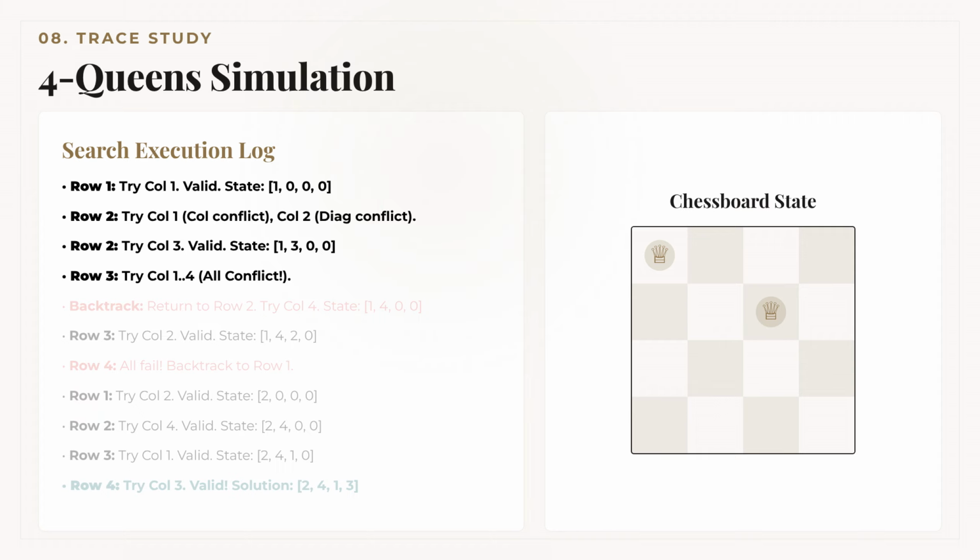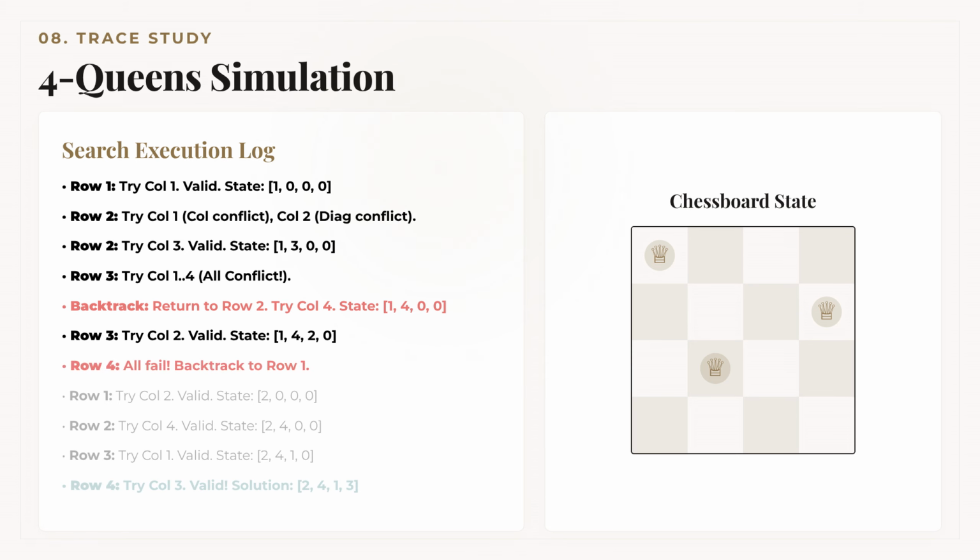Next, we move to row 3. We try column 1. It conflicts with the queen in row 1. We try column 2. It conflicts diagonally. Column 3 conflicts with row 2. Column 4 also conflicts diagonally. All possibilities fail. Therefore, we backtrack.